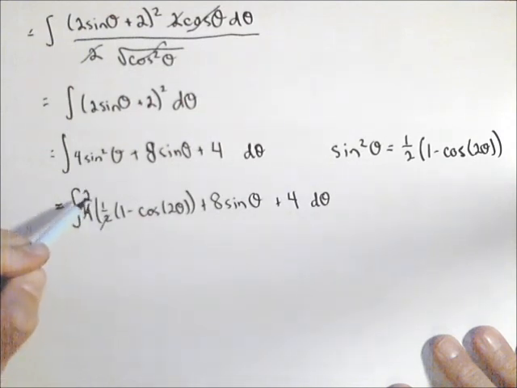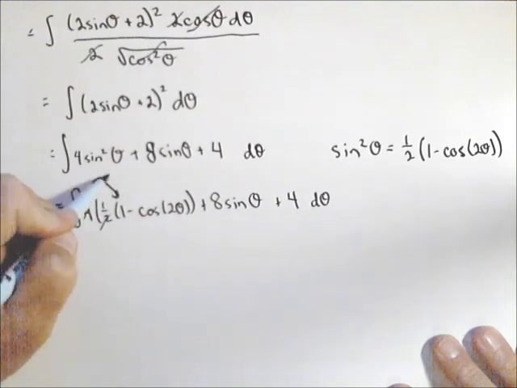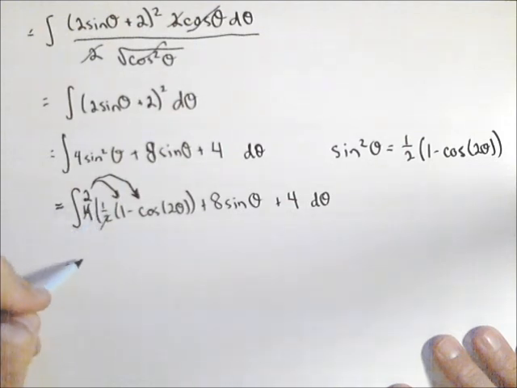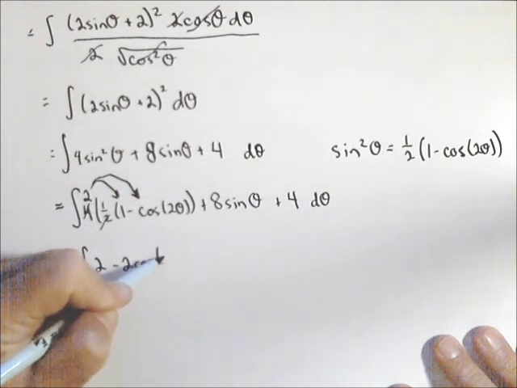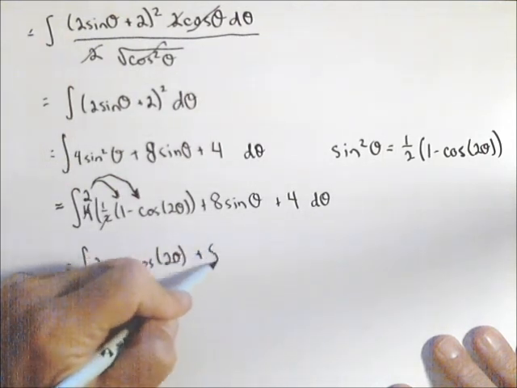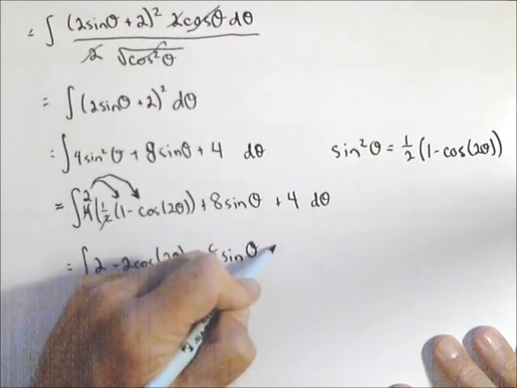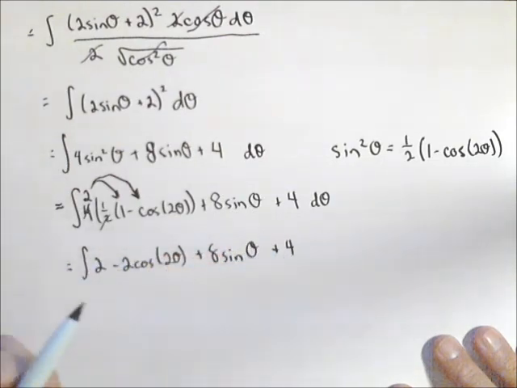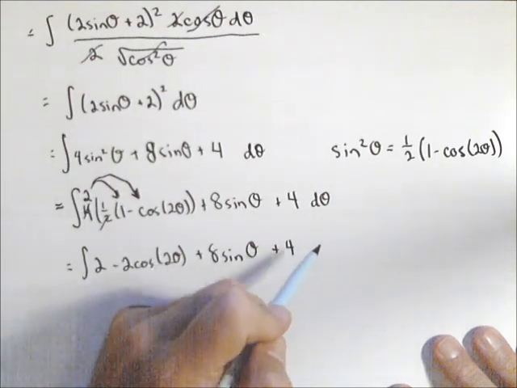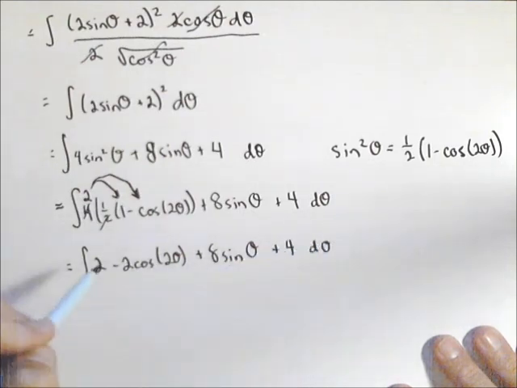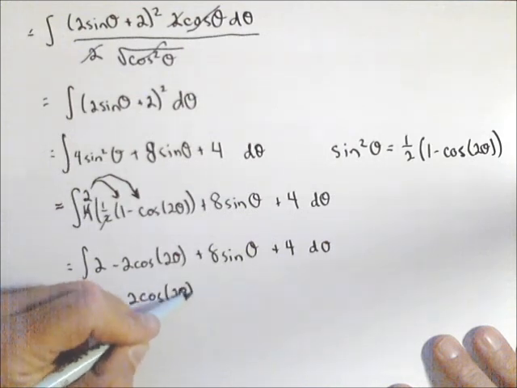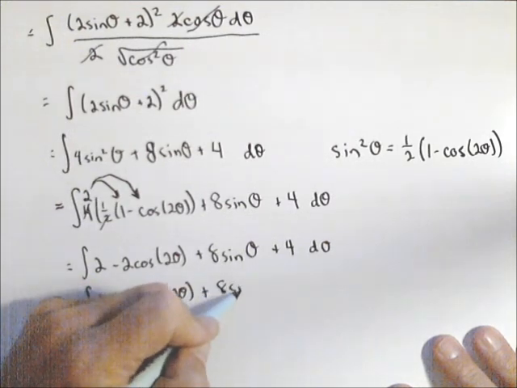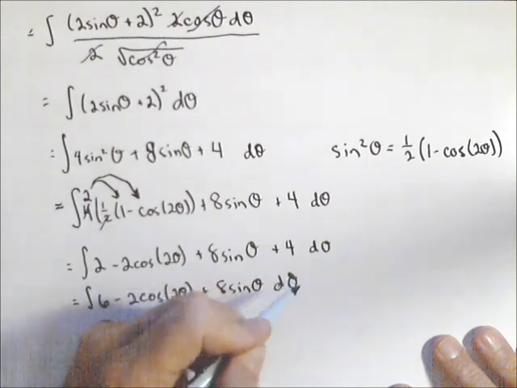We can do some canceling there, and I'm going to now distribute that 2. So I'm going to have the integral of 2 minus 2 cosine of 2 theta plus 8 sine theta plus 4 d theta. The 4 and the 2 can get added together. Always do as much simplifying as you can before the antiderivative. You never know when things are going to cancel, and you might make things just a bit easier on yourself.